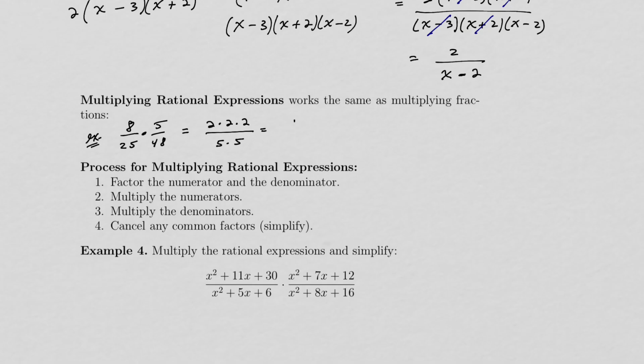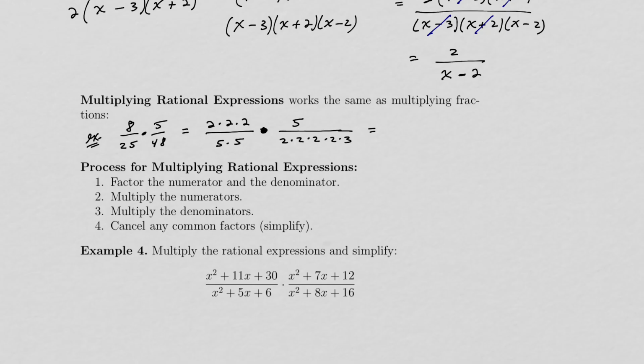Then I have 5 is prime, right? So I can just leave 5 in the numerator here. And then 48 would be 2 times 24, which is 2 times 12, which is 2 times 6, which is 2 times 3. Right? And this is multiply.